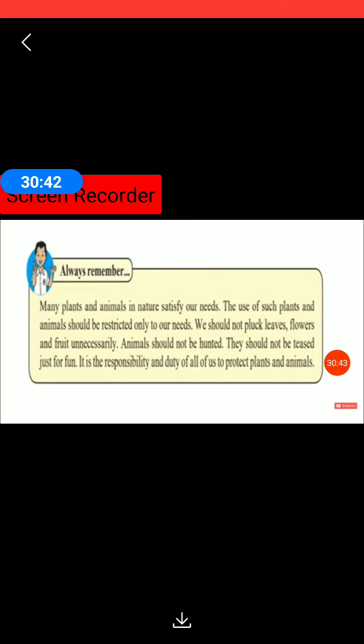Now we are going to remember that many plants and animals in nature satisfy our needs. The use of such plants and animals should be restricted only to our needs. We should not pluck leaves, flowers and fruit unnecessarily. Do not do this. Animals should not be hunted. They should not be teased just for fun. It is the responsibility and duty of all of us to protect animals and plants. So always remember, even if a plant is harmful, it is also beneficial to us. So do not do like this.